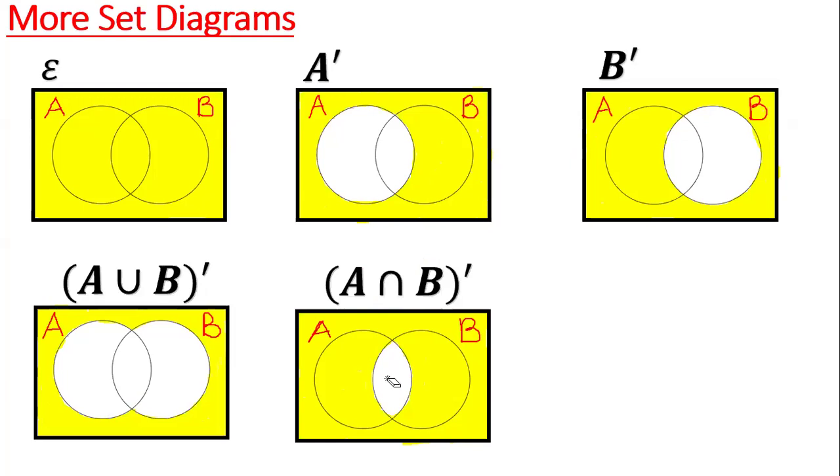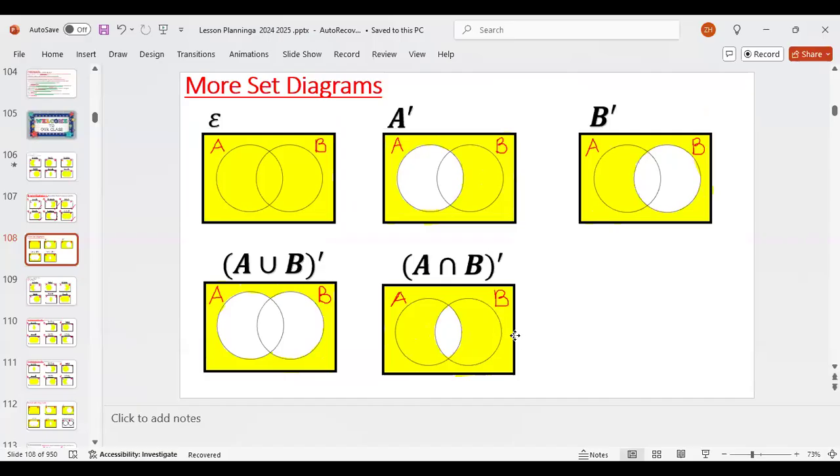Do I include the intersection? No, sir. No. What class? Why don't I include the intersection? Class. Because it was in the bracket. Because it says A intersect B complement. Complement. Very good. All right, good.